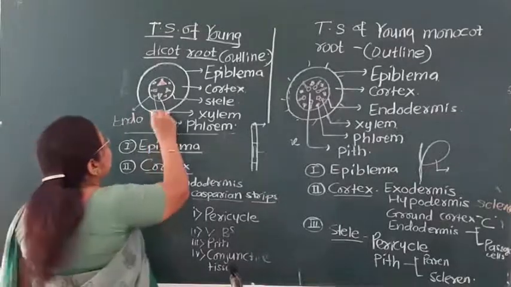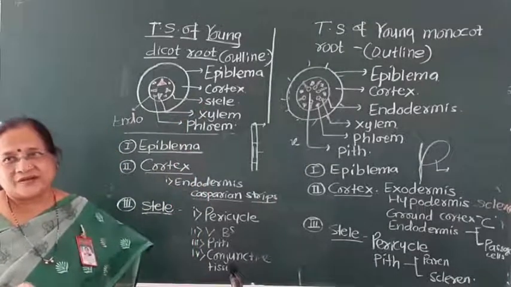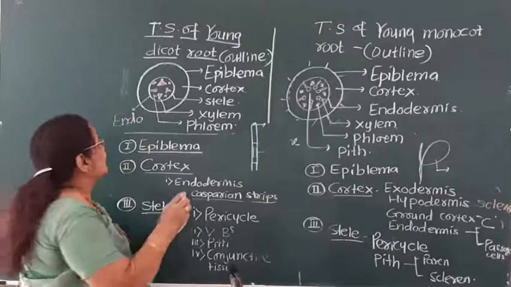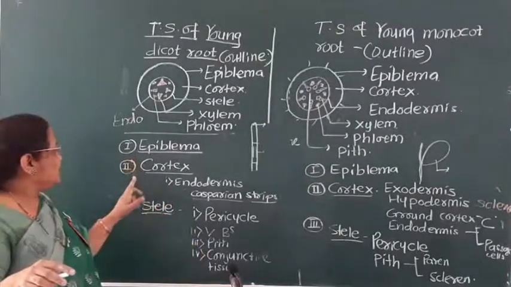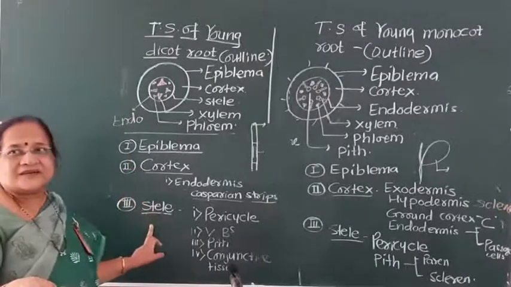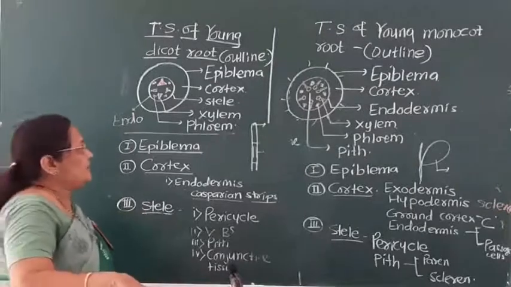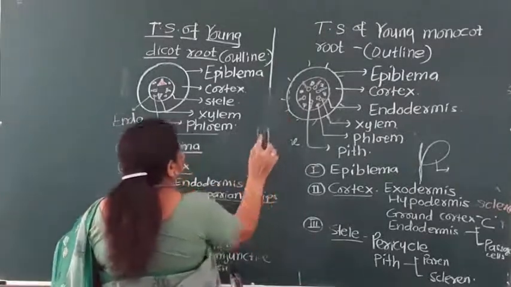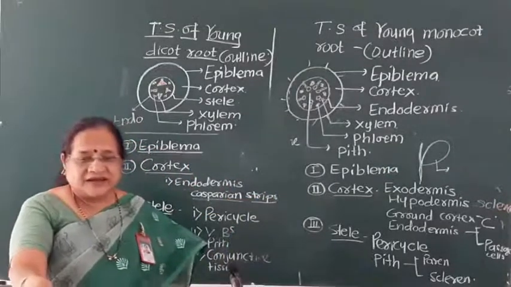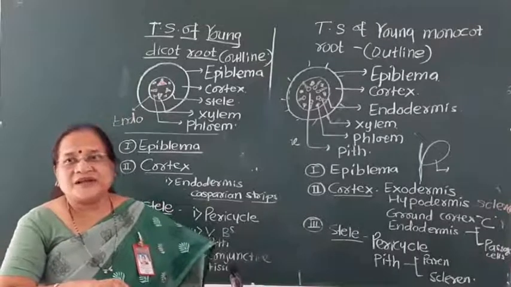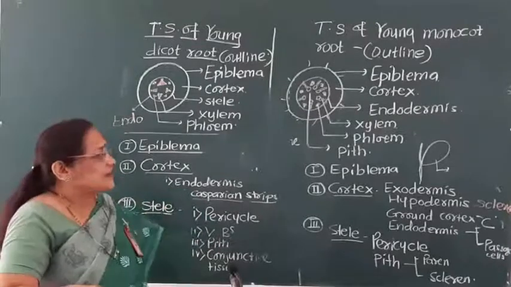The outline we have drawn here is almost circular. And this circular structure is differentiated into three parts: the epiblema, second the cortex, and third the stele. So here the first one is the epiblema. What is this epiblema? Epiblema is the outermost layer of that structure, and it is also called the epidermis or the piliferous layer. So it is a protective one.